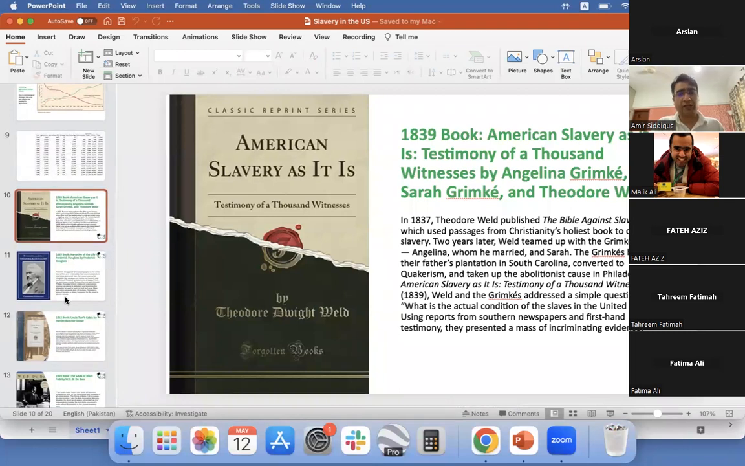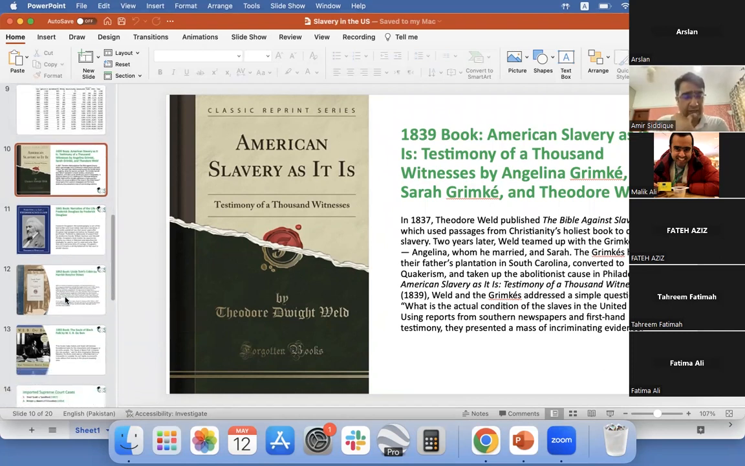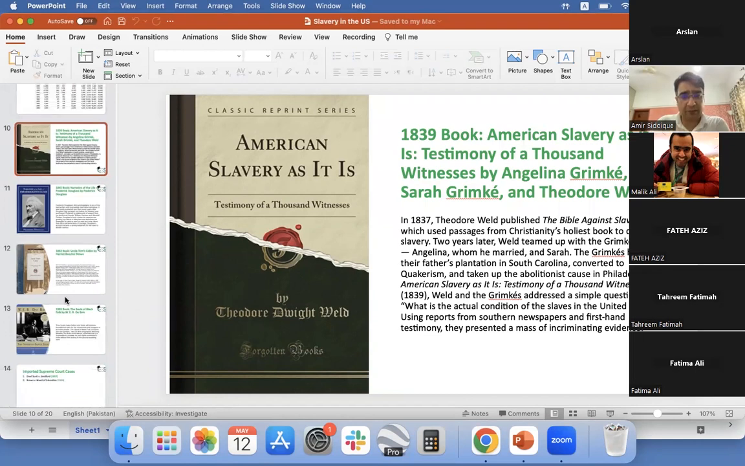Right. I think I've gone into much more detail. The topic is so big that I might not be able to finish it in an hour or so, but let me just quickly go through a few books that were very important and fundamental to the discussion of slavery and its abolition.